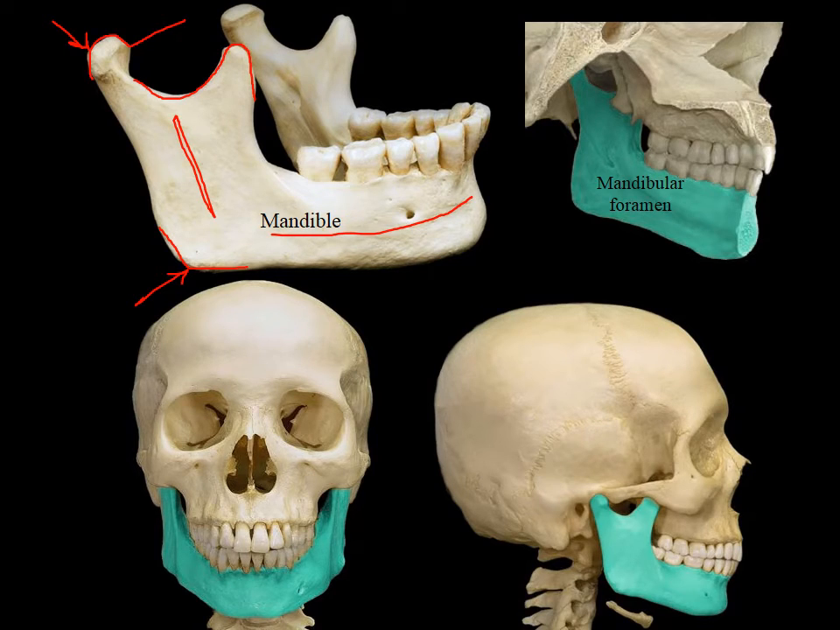We also have on both right and left sides a little hole that you can see on this medial view, and that's called the mandibular foramen. That is different than this hole over here. This hole on the lateral view, more towards the chin, is called the mental foramen.